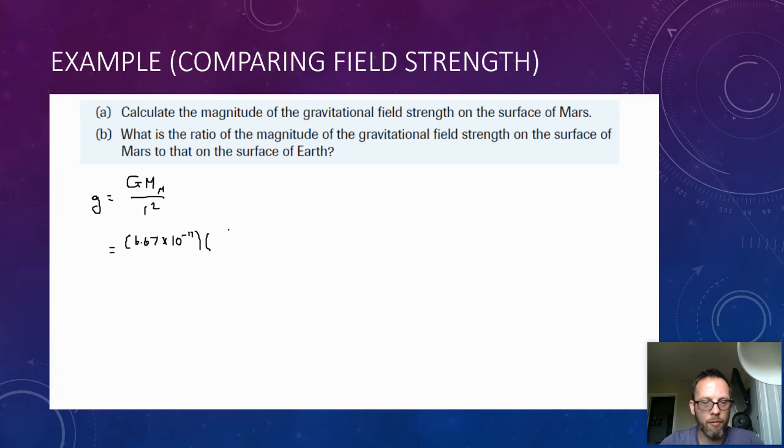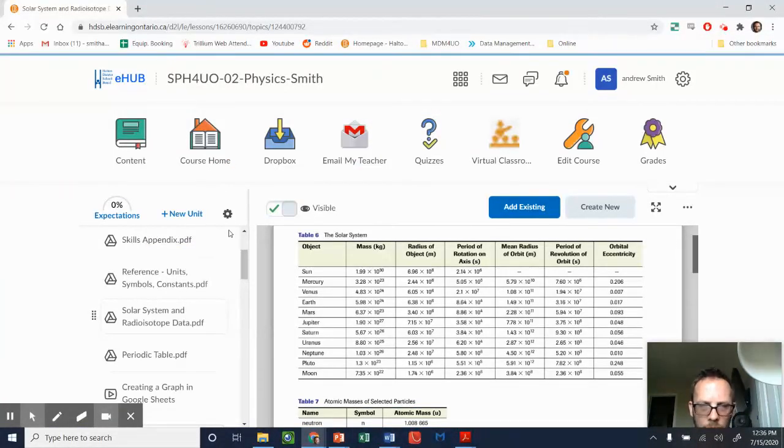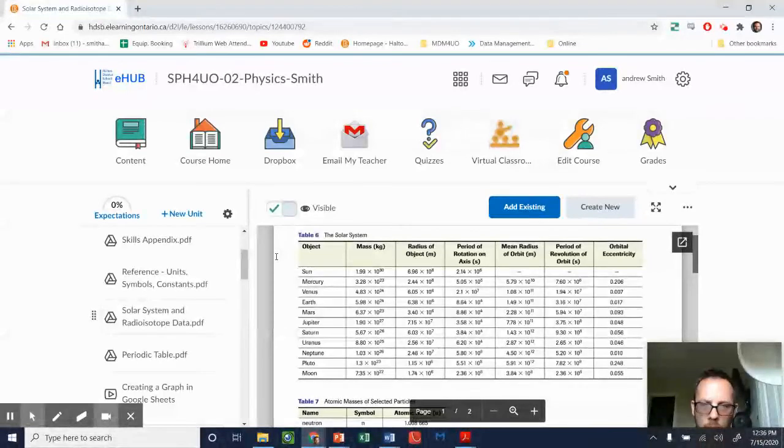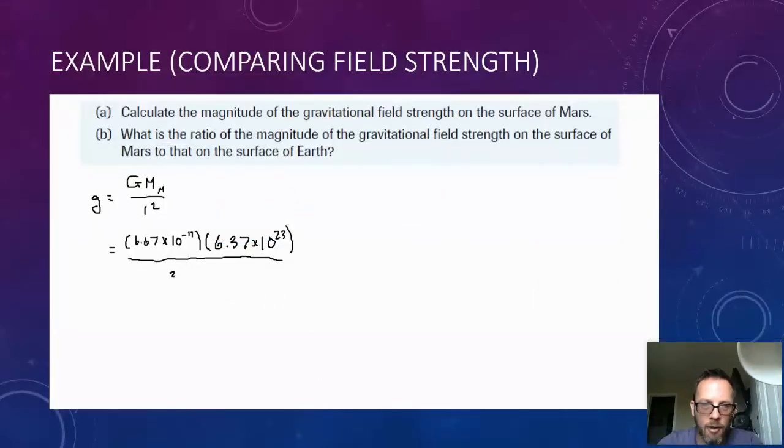I do not know the mass of Mars. It is 6.37 times 10 to the 23 kilograms. So not as massive as Earth. And its radius, the radius of Mars, is 3.4 times 10 to the 6 meters. Don't forget to square it when finding gravitational field strength. So right away we can see Mars is not as massive, and it's smaller in radius. So we're definitely expecting a smaller gravitational field strength. But how much? Let's find out.